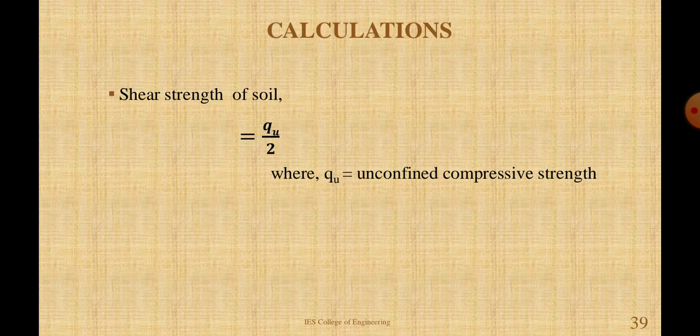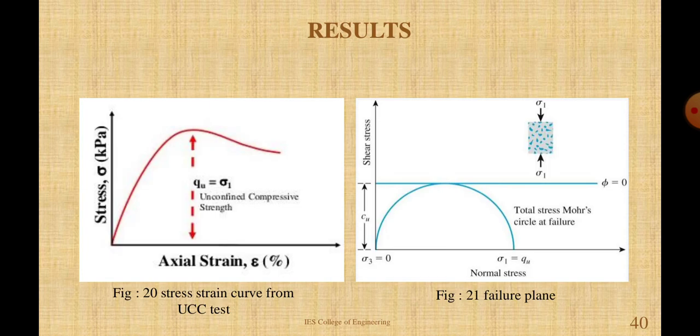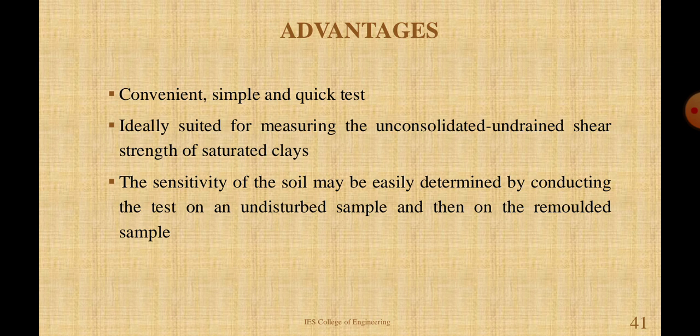Then the calculation: the shear strength of soil is equal to QU by 2, where QU is equal to the unconfined compressive strength. Then the result. Figure 20 shows the stress strain curve obtained from the unconfined compressive test, with stress on the y-axis and axial strain on the x-axis. The graph shows an increase in the stress gradually, and after a peak point it decreases and becomes constant. Figure 21 shows the Mohr circle drawn for the stress condition at failure obtained from the unconfined compression test.